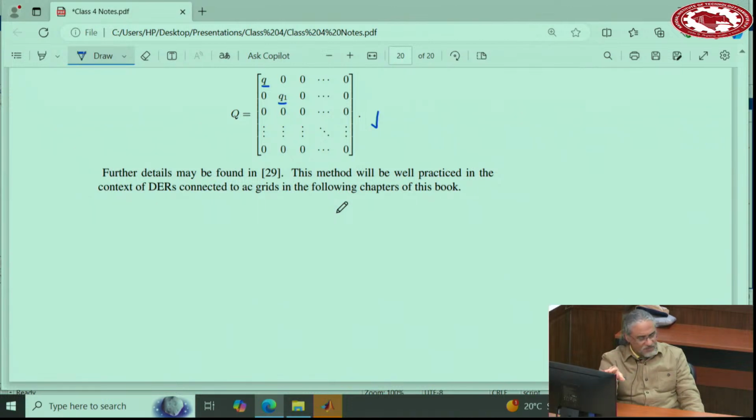We will practice this in several examples when we get to chapter 6, hopefully tomorrow. Or yeah, I think we can do it tomorrow, hopefully towards the end of tomorrow. Okay, all right, I will stop here.